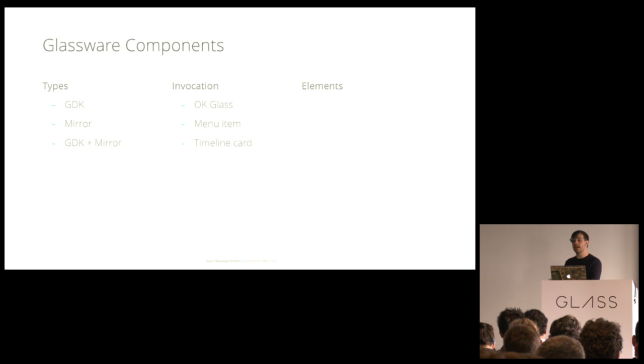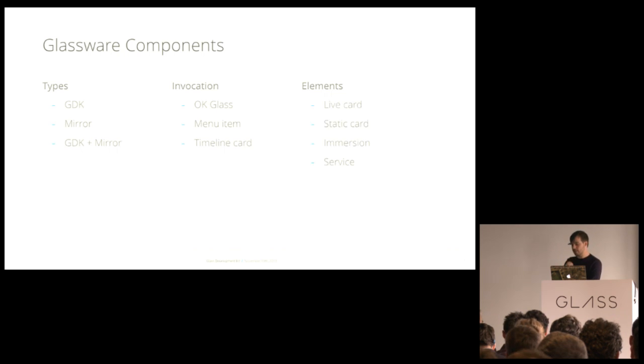Now, for invocation, typically users are going to start Glassware via the OK Glass menu. This is a top-level voice menu that can trigger your Glassware either via the Mirror API or the GDK. Another is a menu item on a timeline card. So you can interact with a Glassware and even start up a GDK Glassware from a menu item on a timeline card. And timeline cards themselves, which are inserted from the Mirror API.